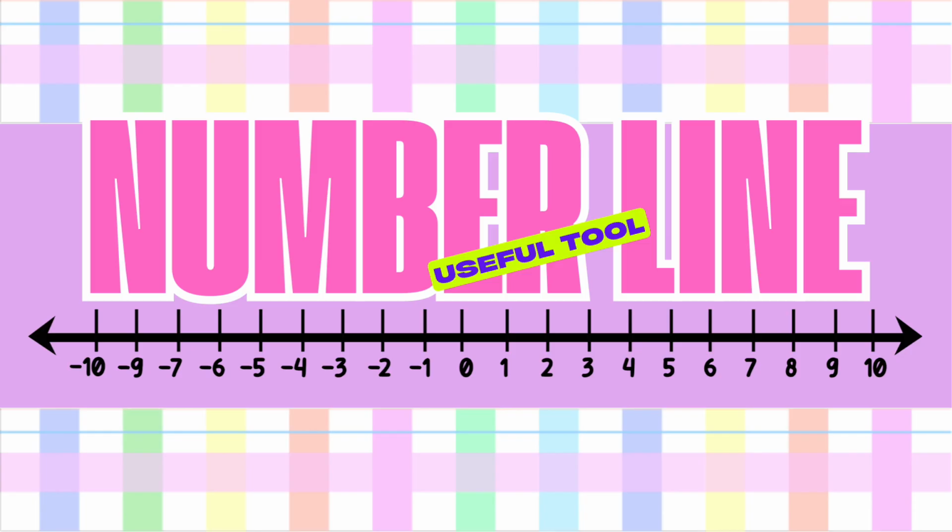When we're working with ordering and comparing integers, one of the most helpful tools we can use is a number line. A number line gives us a visual way to see where numbers sit in relation to each other, which makes it much easier to put them in the correct order.